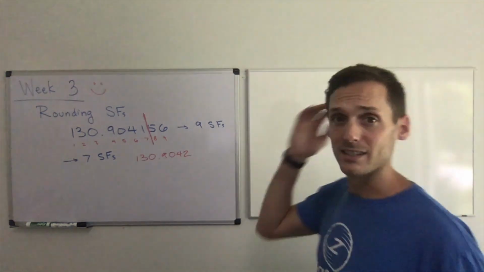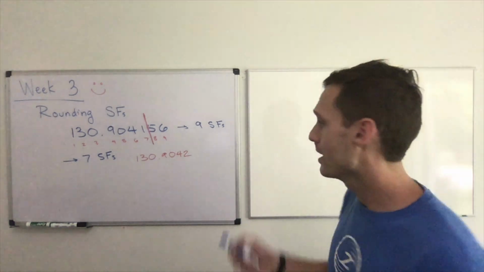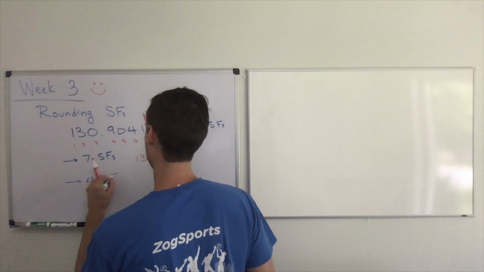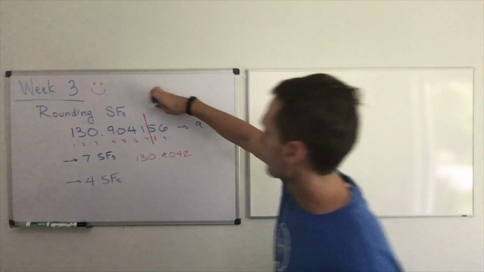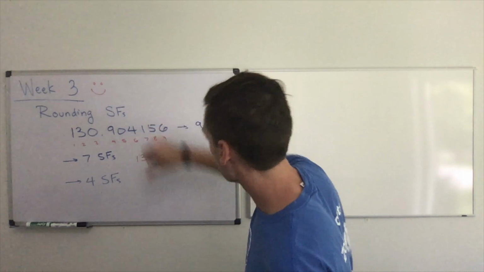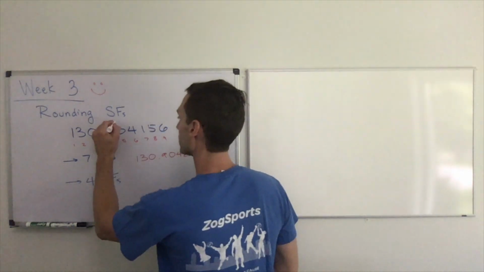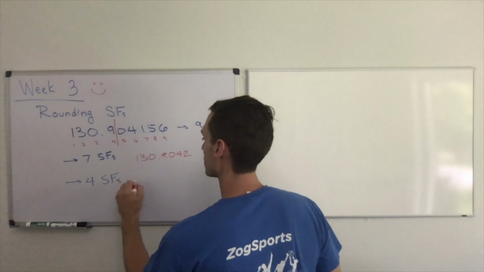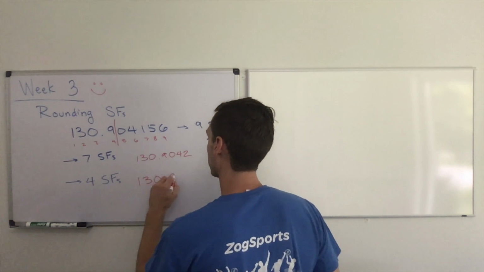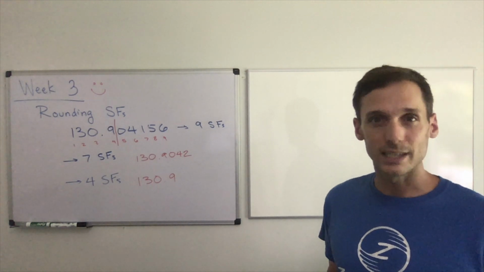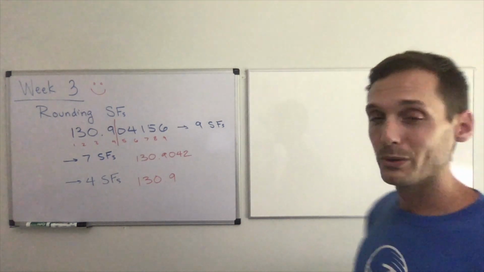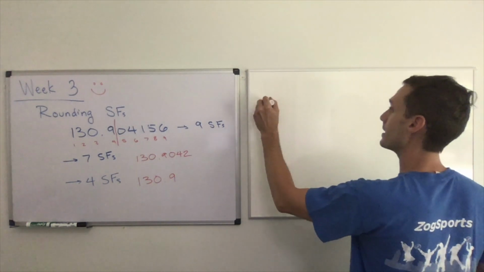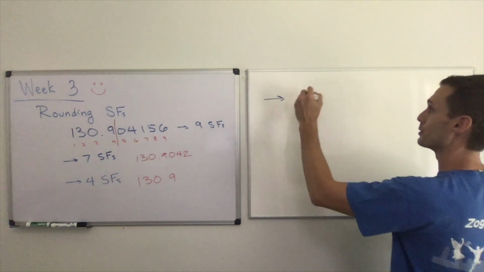Now, 7 sig figs is still a lot, so let's keep going. Let's say we only want 4 sig figs. Let's say we want 4. So I'll erase this. And now we need 4, so I'll put this bar in between the 4th and the 5th sig fig, and our answer with 4 sig figs just becomes 130.9. Still pretty easy, okay? Now let's do one more, and it's a little trickier, okay? Let's try and take this number to 2 sig figs.